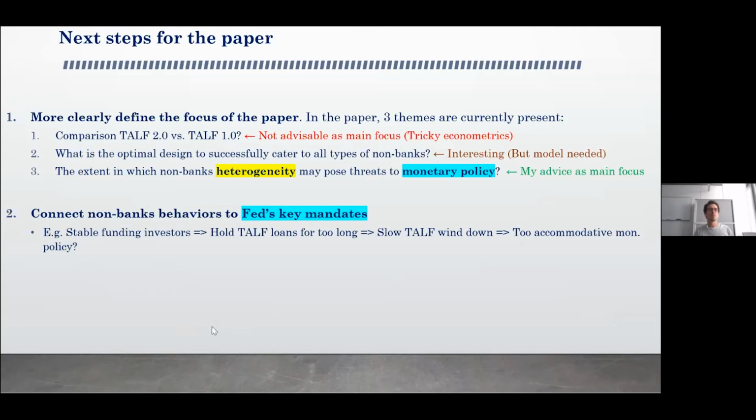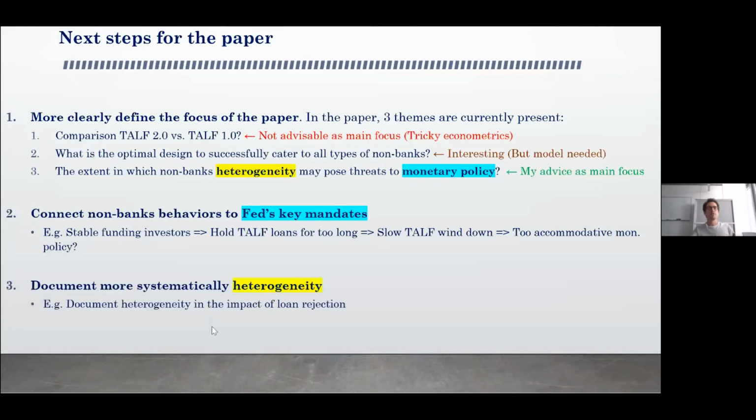For example, the paper shows that investors with stable funding held TALF loans for too long, and this slowed down the TALF wind down. But one could go one step further, and one might argue that it creates a too accommodative monetary policy, and therefore can challenge the Fed's mandate of price stabilization. This kind of reasoning would enrich the paper.